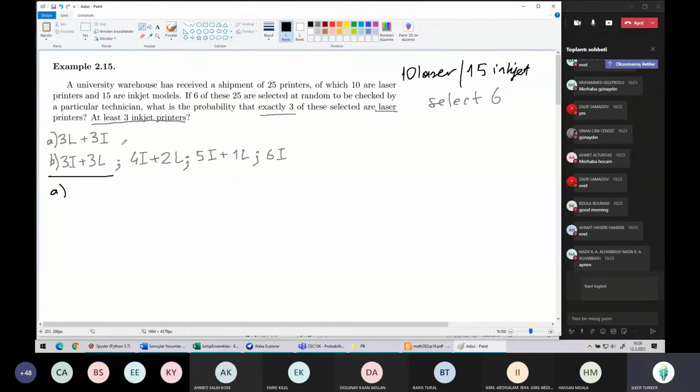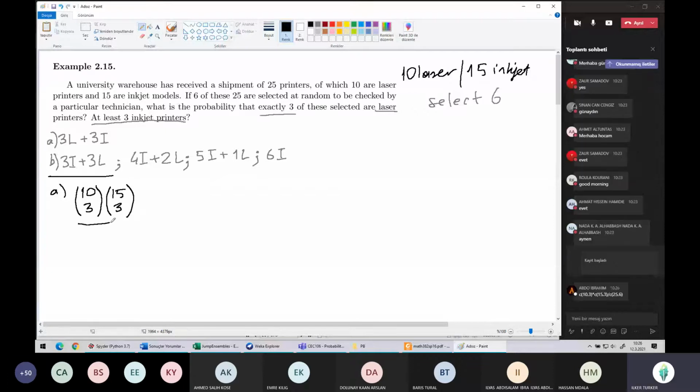3 laser and 3 inkjet. Yes. Laser, we have 10 lasers. In how many ways can we select 3 laser? 10 combination with 3 and 15 combination with 3 inkjets over sample space. Yes, in total, among 25 printers, we are selecting 6 of them.